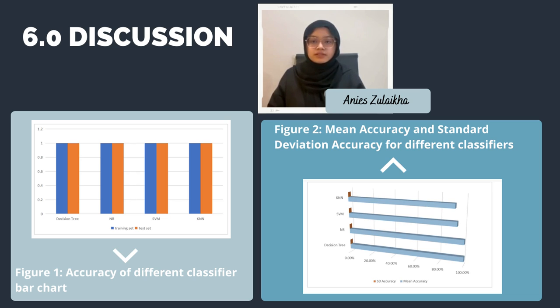Meanwhile, the standard deviation for both decision tree and naive Bayes are the same, which is 0.00%, SVM is 0.16%, and lastly KNN is 0.22%. From the result, we can see that for this particular dataset, decision tree and naive Bayes have performed better than the rest, and we also narrowed down these two classifiers to work on in this project.